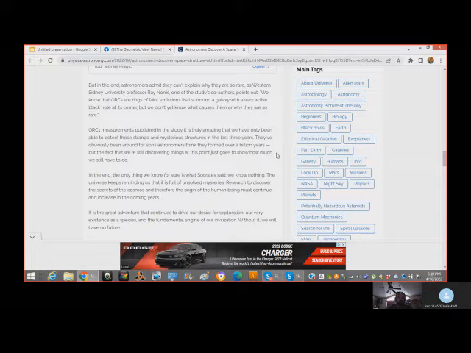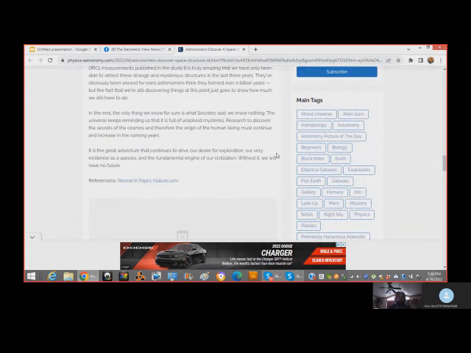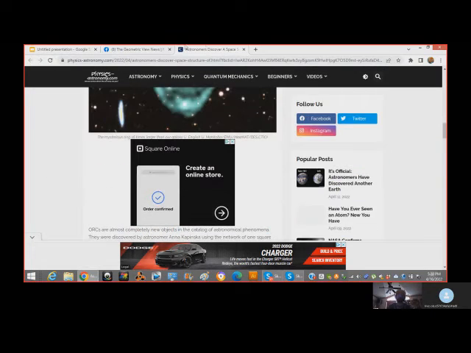Research to discover the secrets of the cosmos and therefore the origin of the human being must continue and increase in the coming years. It is the great adventure that continues to drive our desire for exploration, our very existence as a species, and the fundamental engine of our civilization. Without it, we will have no future. So that's that article.